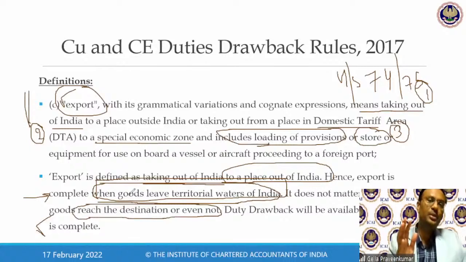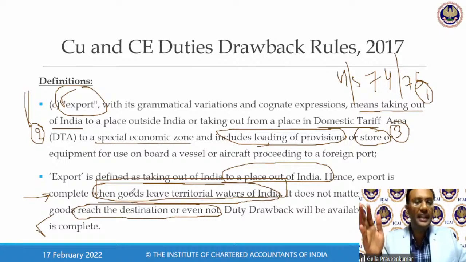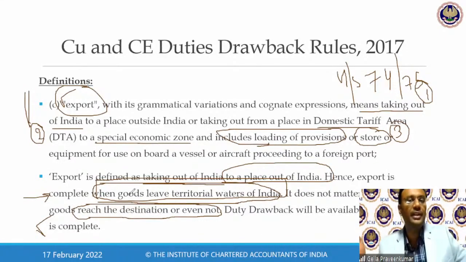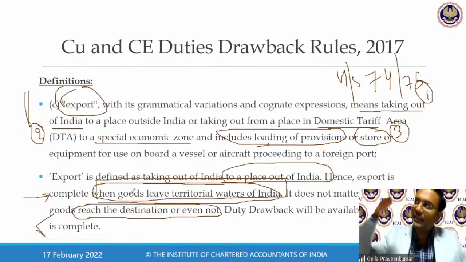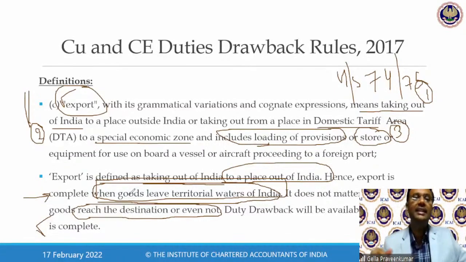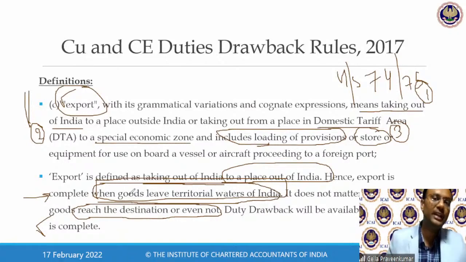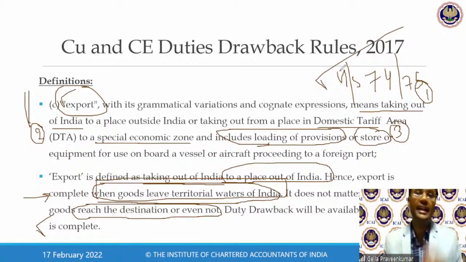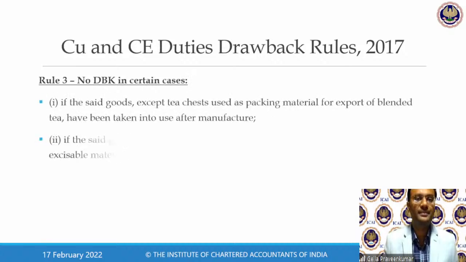This definition of export is good enough to say that when an aircraft or a vessel leaves India, that is, crosses territorial waters, it is irrelevant whether the goods have gone to the customer or not. Based on that, they have given a couple of judgments saying that export took place. Once export has taken place, my duty drawback under section 74 or section 75 can be completely entitled for. So this is the importance of this definition called exports.